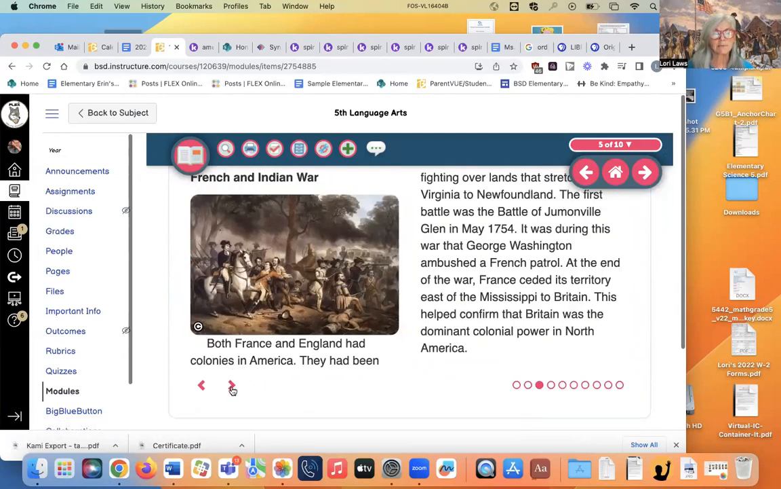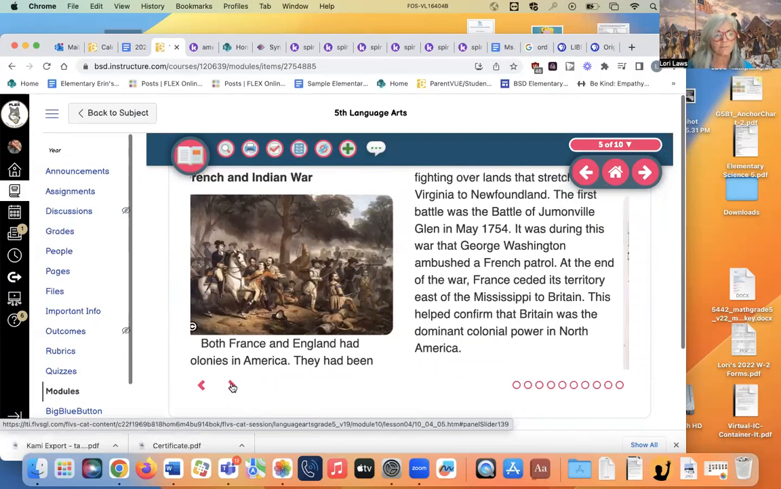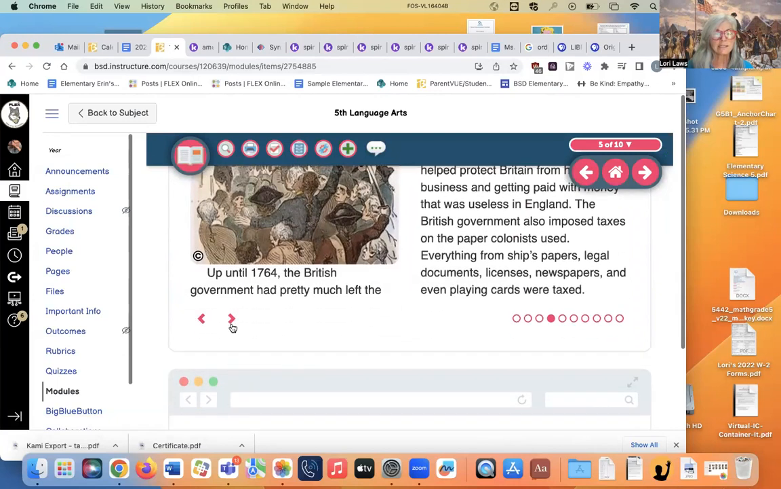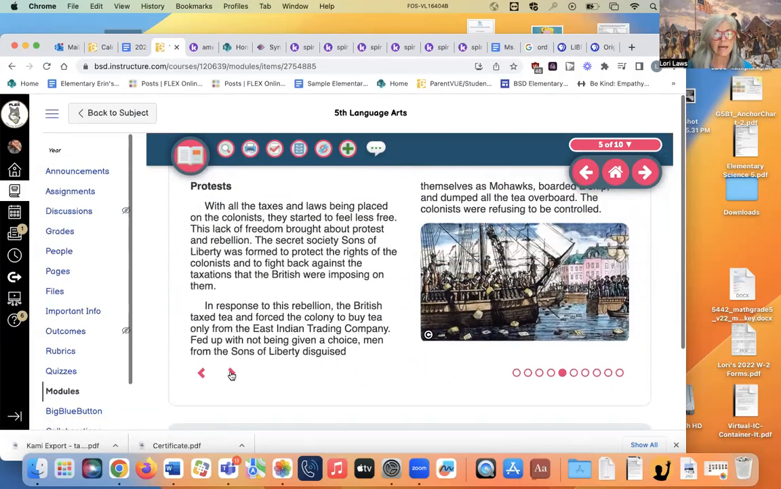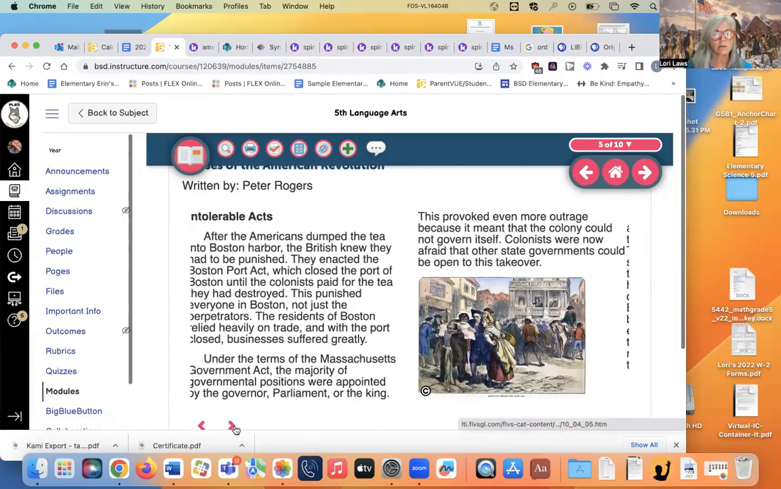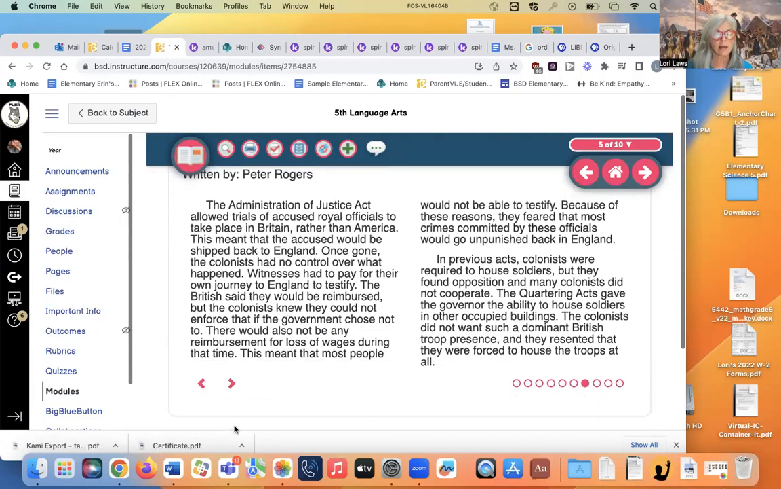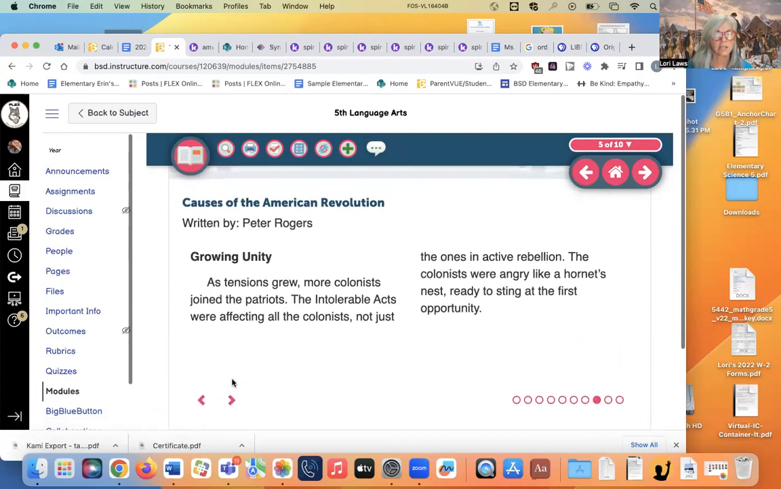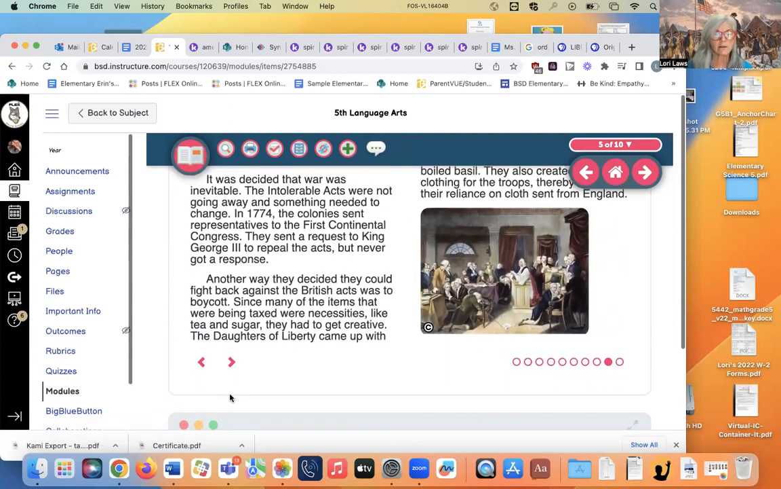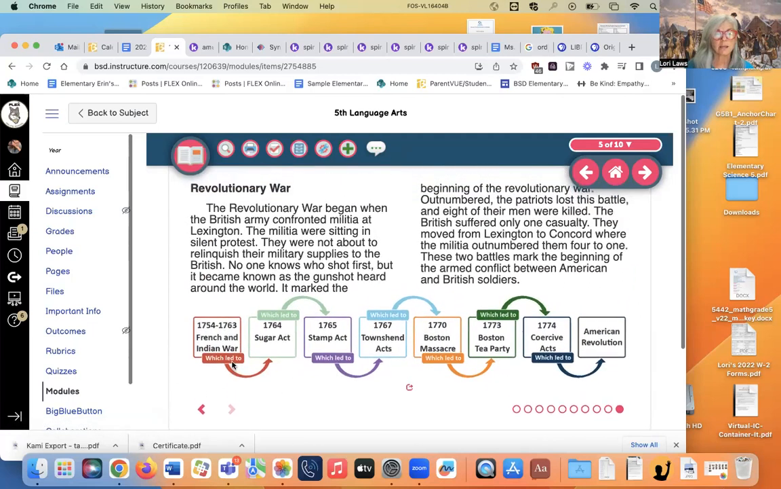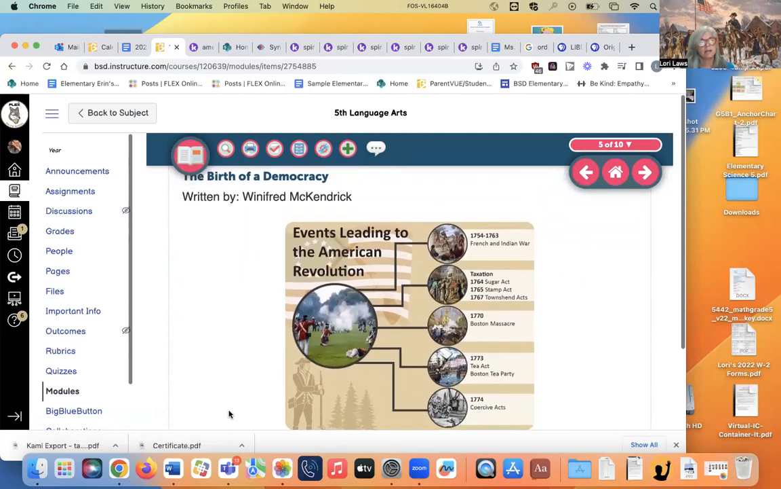If you wanted to get to this, I'm going to tell you right now, these articles are not in the resources, because I looked for them. So here's the French and Indian War, taxes. This talks all about things that led up to the revolution, the Intolerable Acts. We've learned about a lot of these things already. Causes of the American Revolution, growing unity, the First Continental Congress, where they started to make agreements. Here is a timeline of the Revolutionary War, all the things leading up to it, the Boston Massacre, the Boston Tea Party, and the American Revolution began. So it's an interesting article. I'd recommend reading through it.